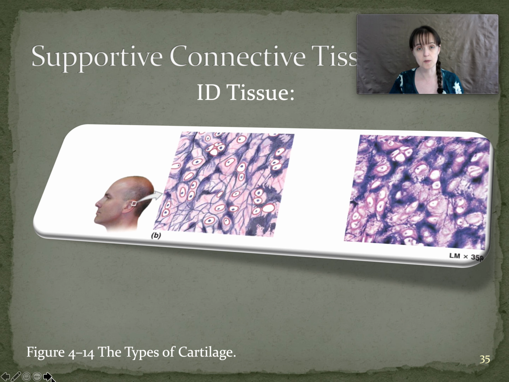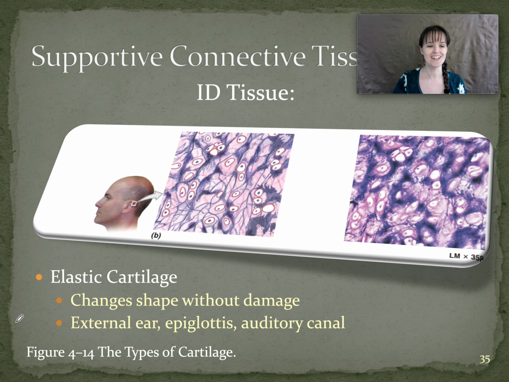Elastic cartilage, which we also discussed in lab, is just exactly like hyaline cartilage, except with all these blue elastic fibers. And it's stretchier because elastic is stretchy. So it changes shape without damage. You find it in places like the external ear, the epiglottis, which is the part that closes over your windpipe to keep your food and drink out when you swallow, and also the auditory canal, which is in here.